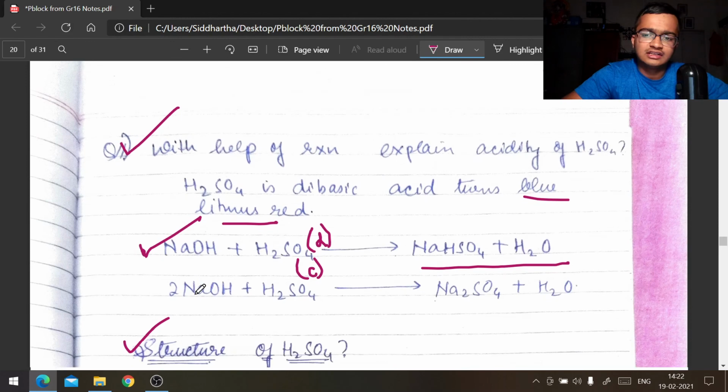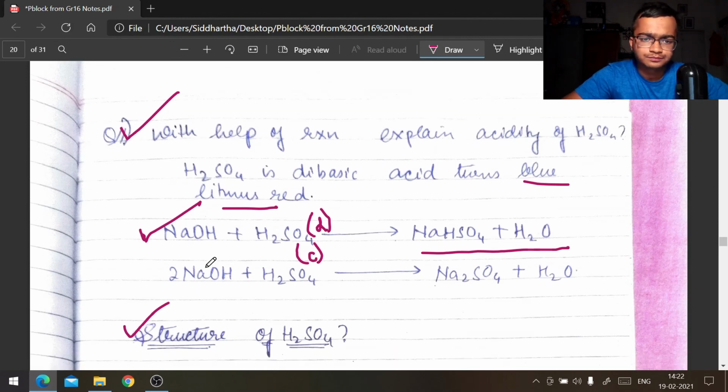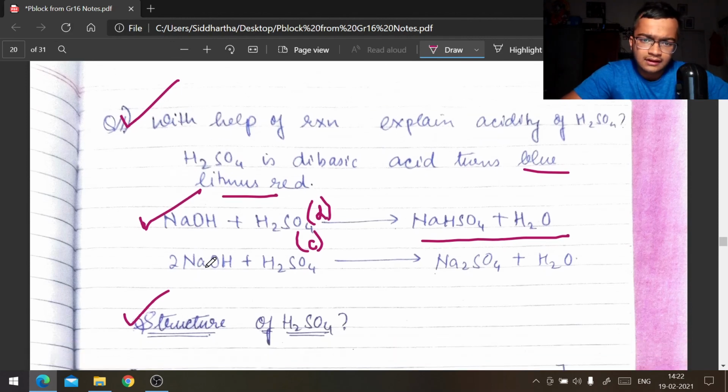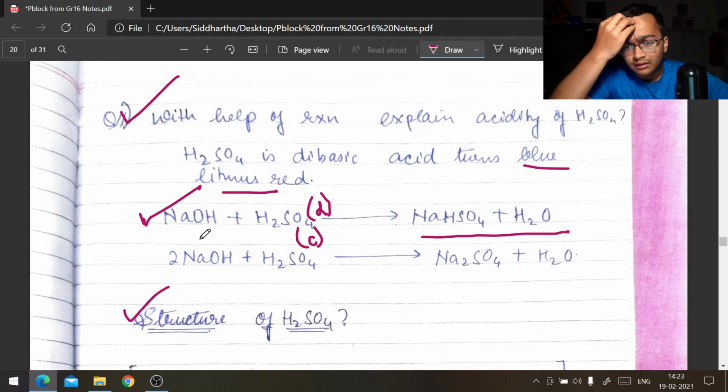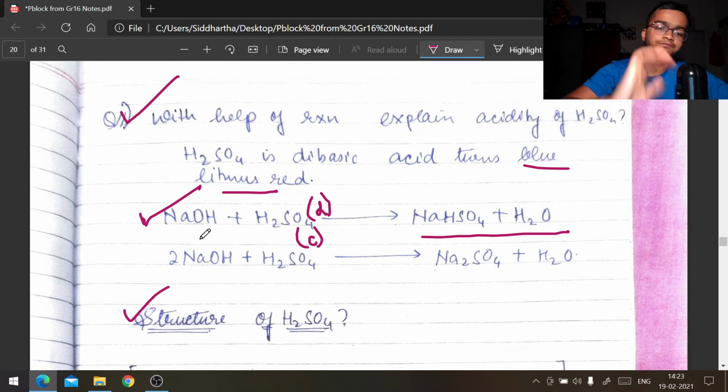With the help of a reaction, explain the acidity of H2SO4. H2SO4 is a dibasic acid which turns blue litmus red. That's not a reaction, though. We know acid plus base gives salt plus water. So when you take NaOH plus dilute sulfuric acid, we obtain sodium bisulfate, NaHSO4, plus H2O. And when you take NaOH plus concentrated H2SO4, it is Na2SO4 plus H2O.